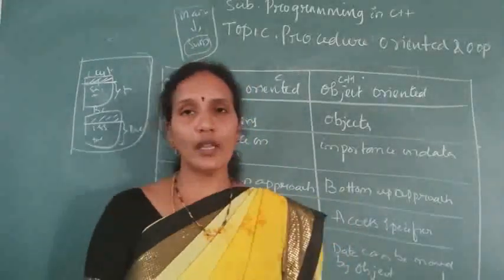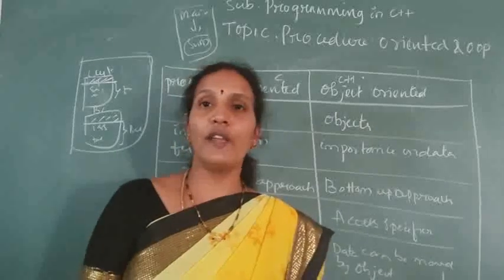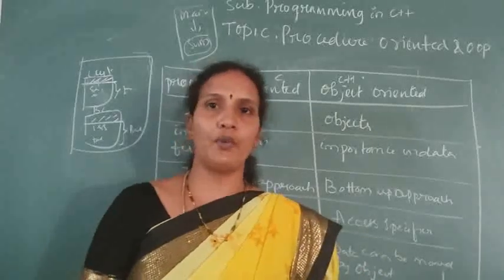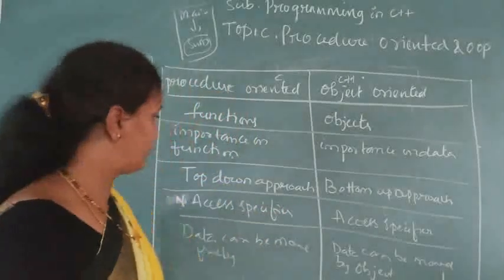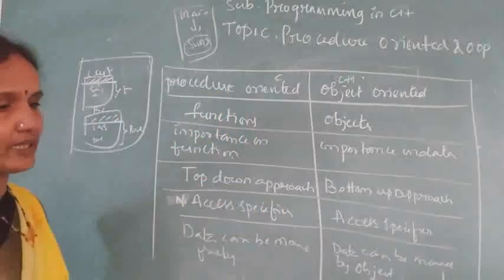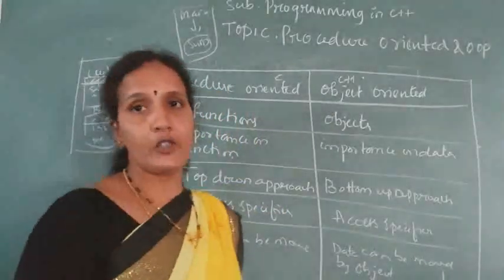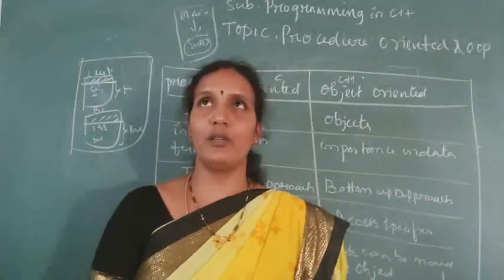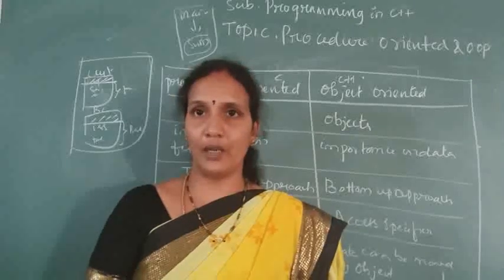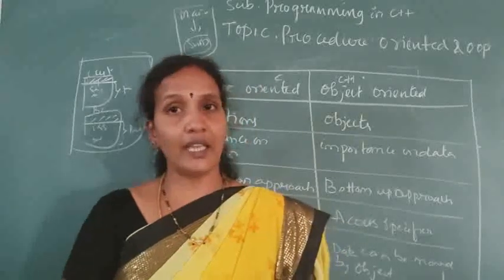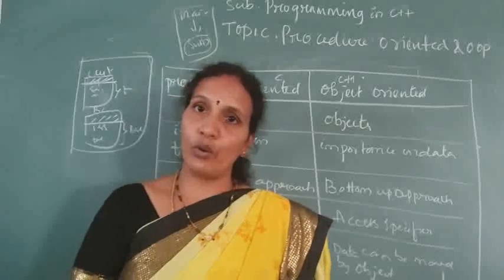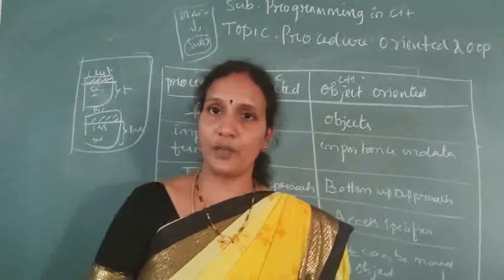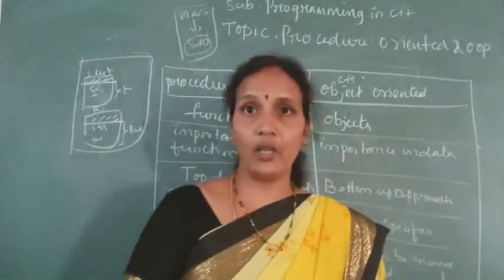Whereas in object-oriented programming, we are following the bottom-up approach. Now, no access specifiers. Access specifier means, if you have data, whether the data can be accessed by all the functions, all the objects, or if you want to provide some security.